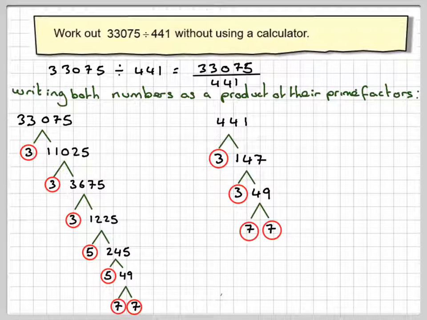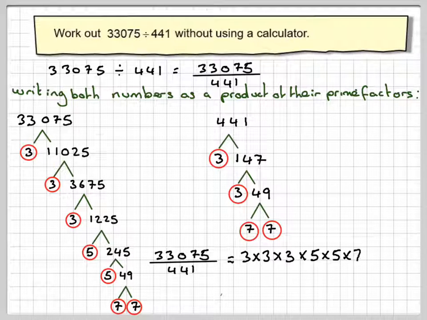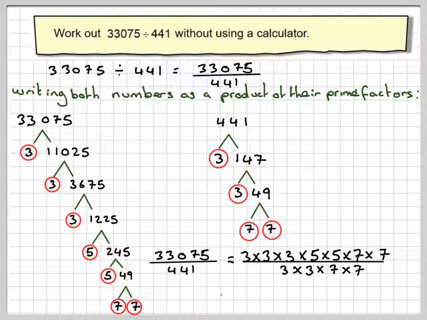Now, writing the division, the numerator is going to be 3 times 3 times 3 times 5 times 5 times 7 times 7. Write them all out, don't write them as powers. Put the division sign in, and then we've got 441, which is going to be 3 times 3 times 7 times 7. And then we can do a bit of cancelling.